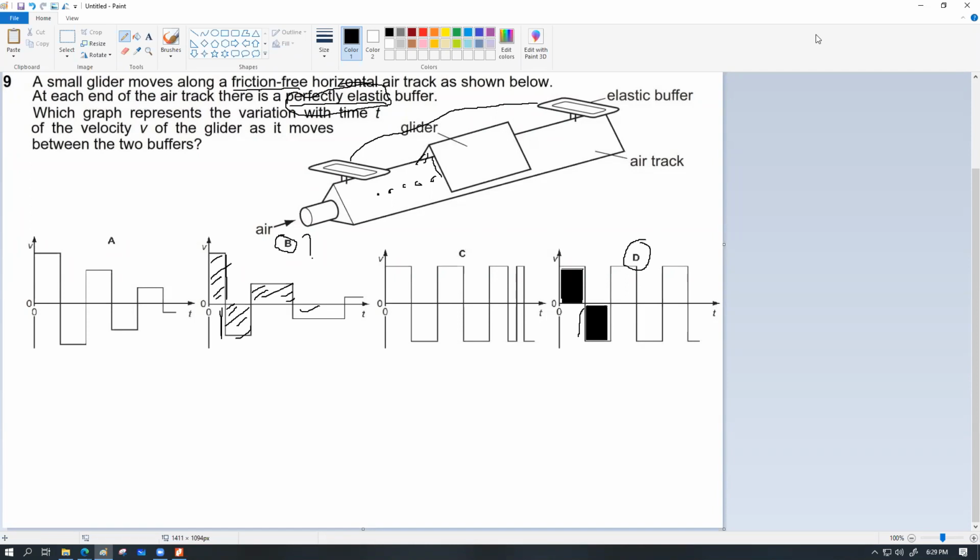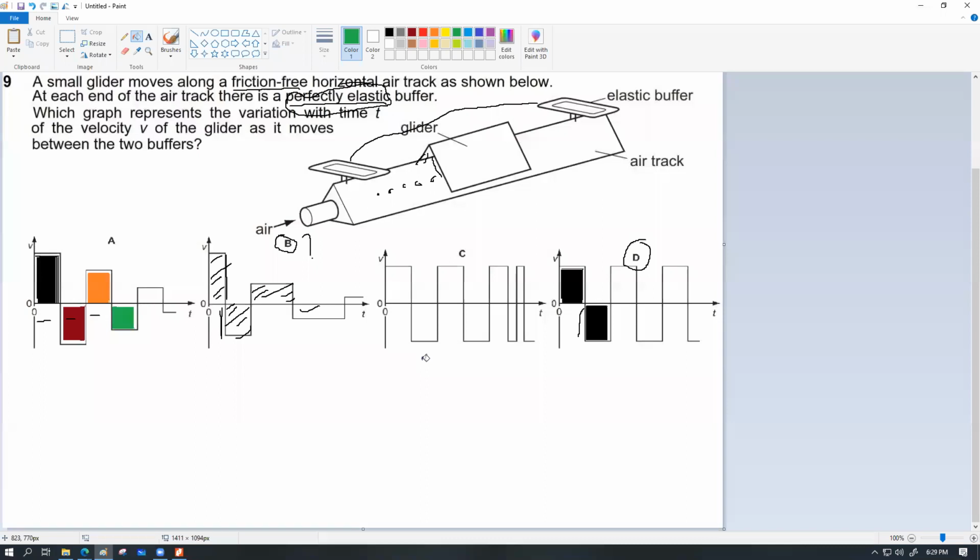Inelastic buffer means the speed will keep decreasing. Have a look. The duration between the collisions for these graphs is made exactly the same, right? So do you think that these areas would be exactly equal? No. What is happening to these areas? They're decreasing. Which means what? Between every single collision, the glider is covering less distance.